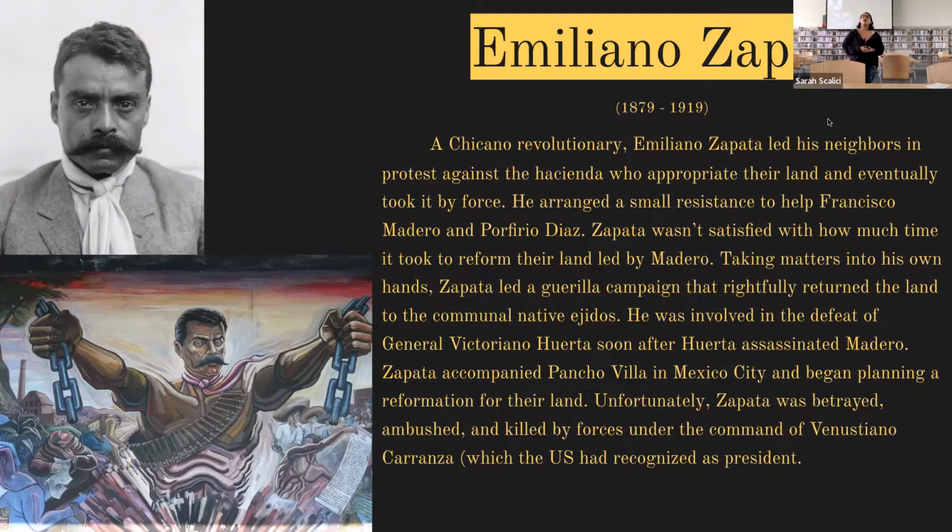Their land was taken by force, which wasn't right. So he started a reformation to get their land back. And he had people by his side. He had enough people. And he ended up taking back the land and giving it back to the native ejidos.